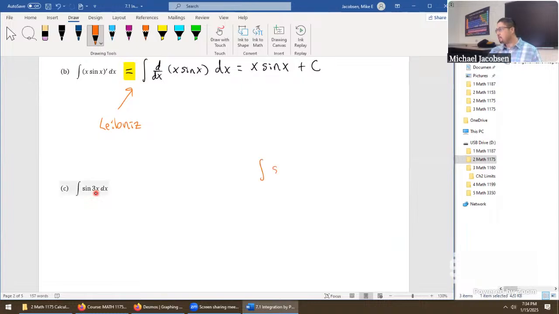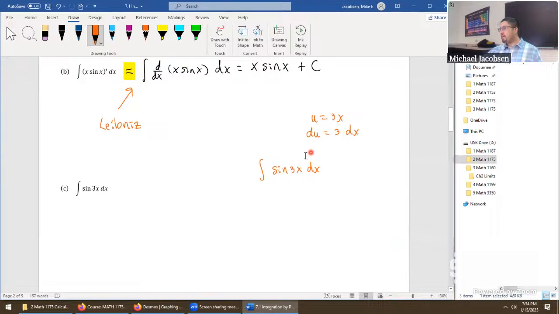So if you're integrating sine 3x dx, this is a pretty fast u substitution because the thing inside the function is linear. We will probably want to try u equals 3x. Take the differential of that u. We now have du is 3 dx.